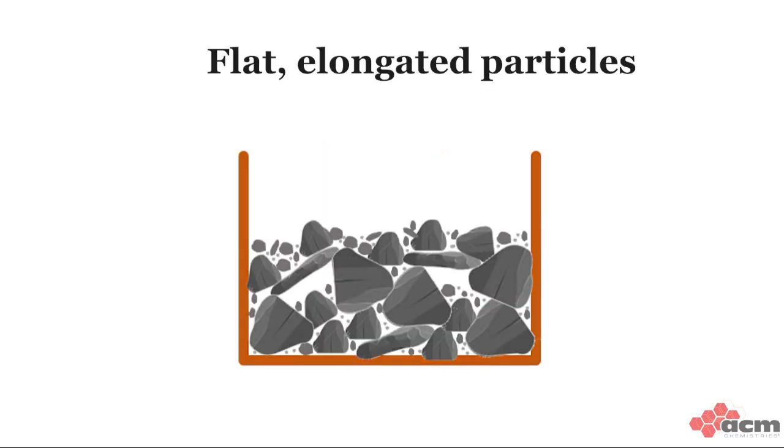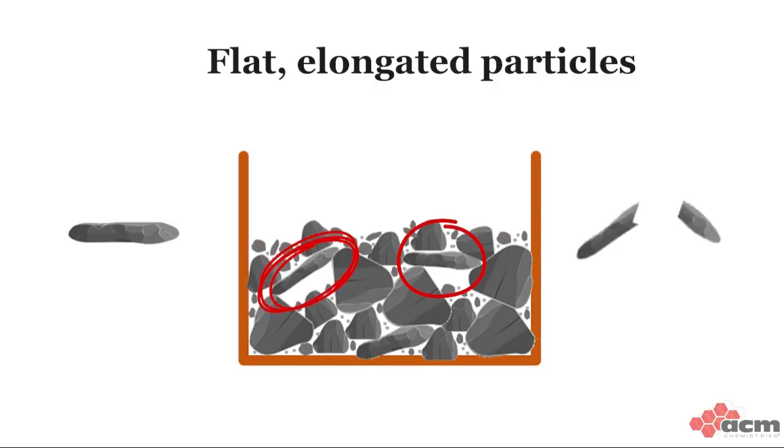Another common problem is flat, elongated particles. These cause two big problems: bridging, where long, flat aggregates block the movement of cement paste and other aggregates, and breakage, because the thin, flat shape is inherently weak and vulnerable to be easily broken, which can lead to low compressive strengths.